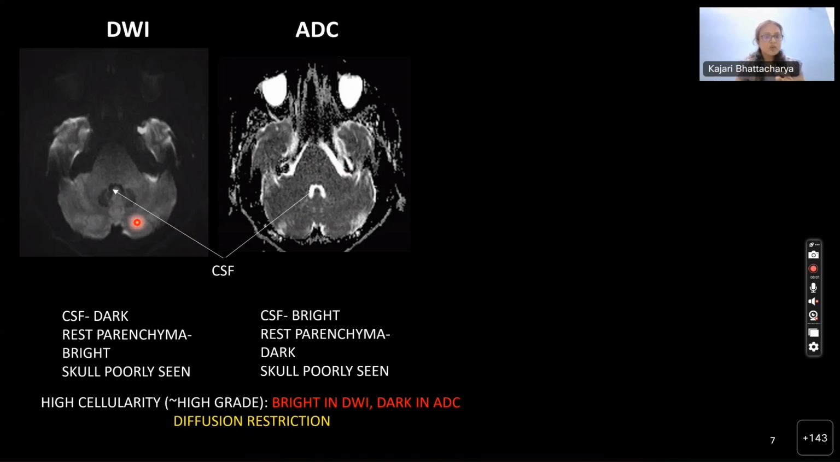So in DWI, the CSF appears black. In ADC, the CSF appears white. And the rest of the parenchyma appears black in ADC, and the rest of the parenchyma appears bright in DWI. This is how you identify. Now, what do you mean by diffusion restriction? Diffusion restriction means the normal free flow of water is restricted, basically in tumors, generally due to the high cellularity of that tumor. So, diffusion indirectly gives you an idea about the grade of the tumors. There are other reasons for diffusion restriction also, but you should remember, the higher the diffusion restriction, generally the higher is the grade of the tumor.